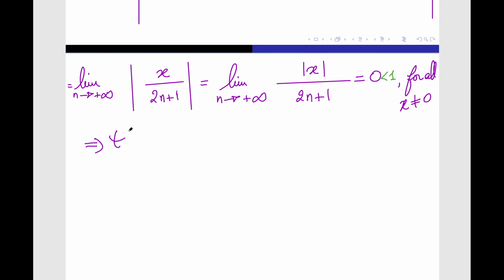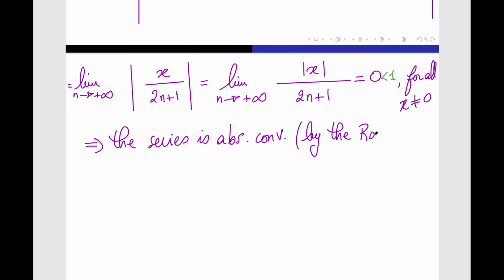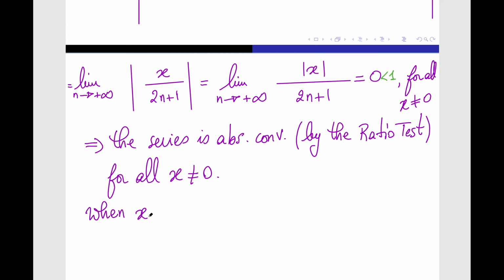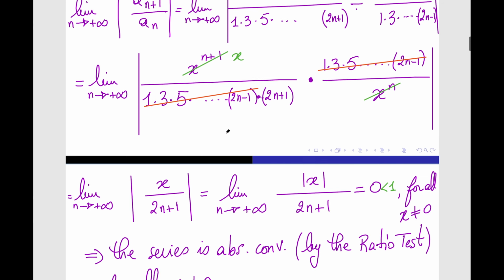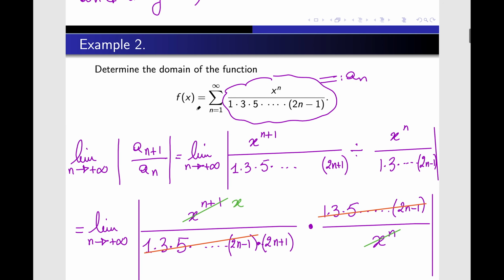So the series is absolutely convergent by the ratio test for all x different than 0, correct? And when x is 0, the series is understood to be convergent, right? The series is also convergent, right? Because we talked about this when we defined power series.